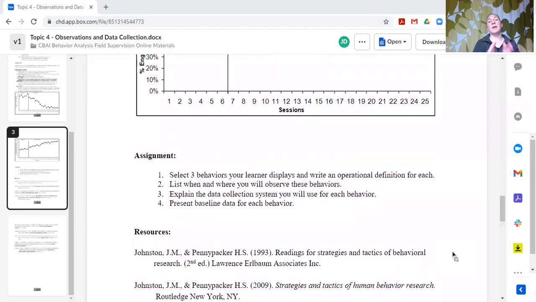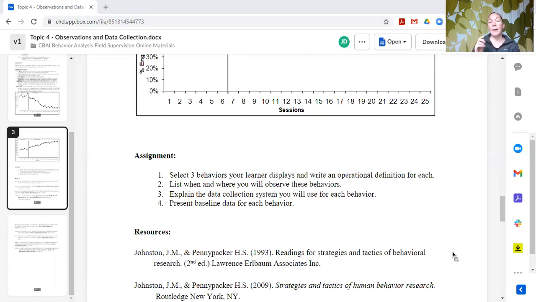So for the assignments, select three behaviors that your learner displays and write an operational definition for each. Just like in topic three, you're going to be writing an operational definition. If you are working with one learner, then you want to select three behaviors that that learner displays. If you're working with multiple learners, you could select a behavior for each learner. It doesn't matter, but three different behaviors.